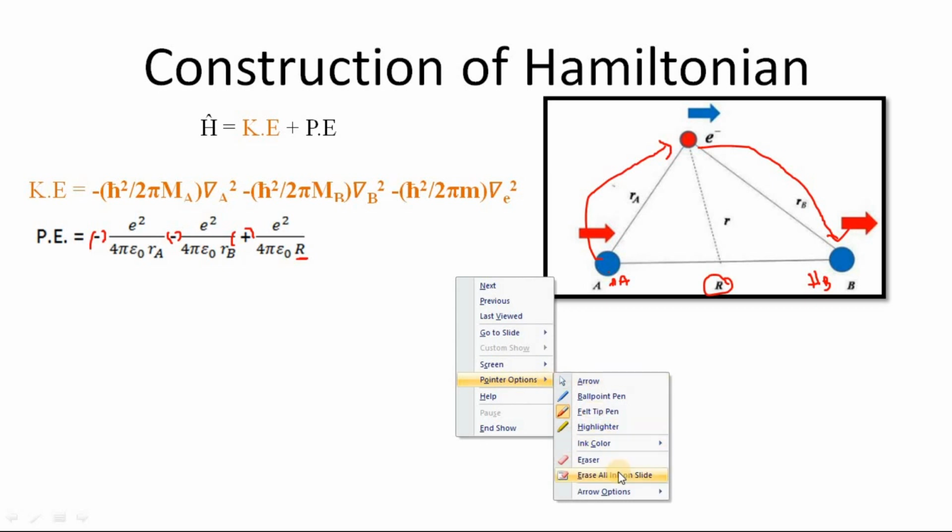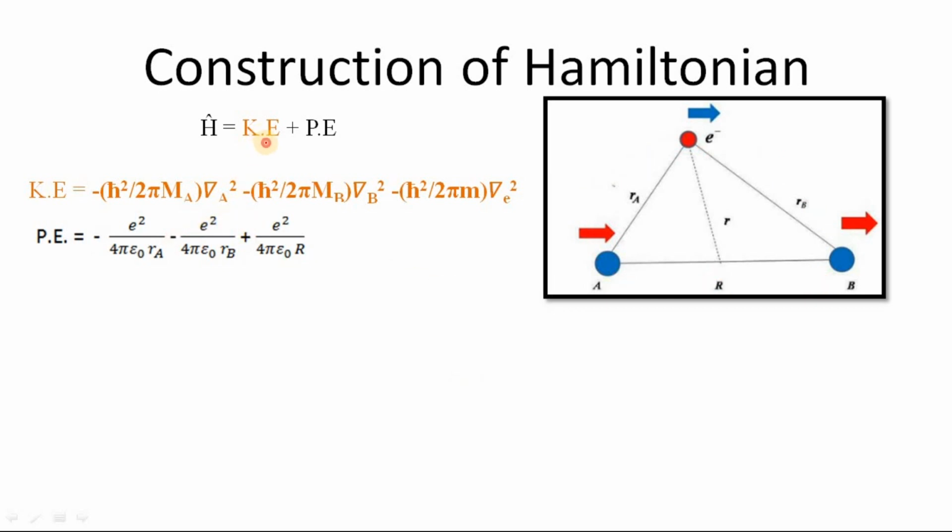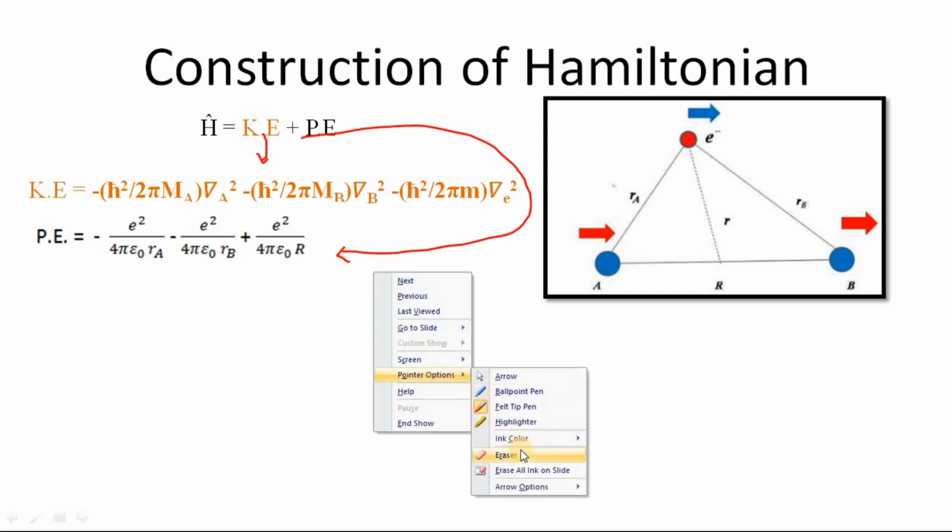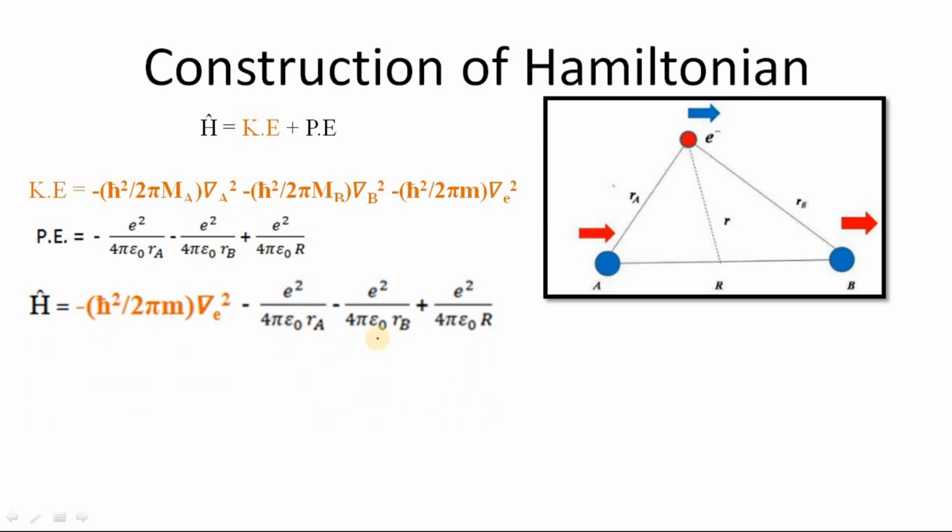So now we have the kinetic energy terms as well as the potential energy terms. Putting everything together in a single line, this is the Hamiltonian.